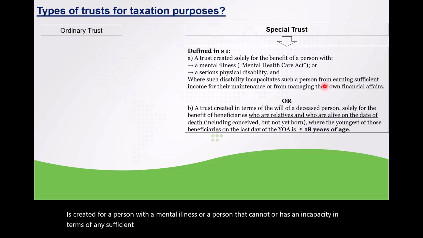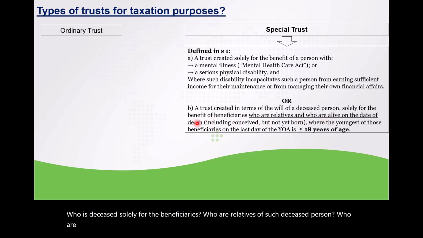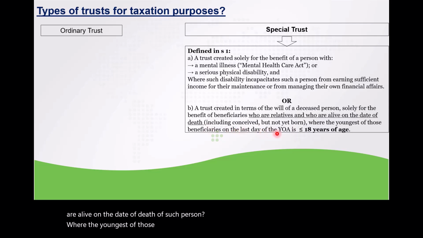A special trust can also be, in terms of the second part, paragraph B of that definition, a trust created in terms of the will of a person who is deceased, solely for beneficiaries who are relatives of such deceased person, who are alive on the date of death of such person, where the youngest of those beneficiaries on the last day of the year of assessment is younger than 18 years.